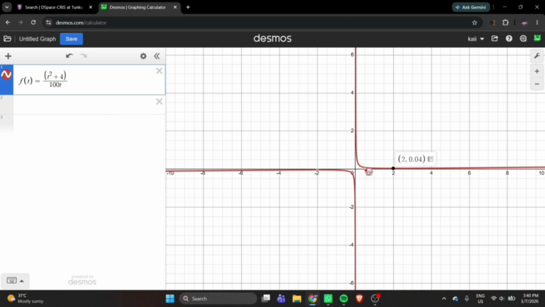Let's continue with our graph. Let's use y equals 0.04 and let's label it.